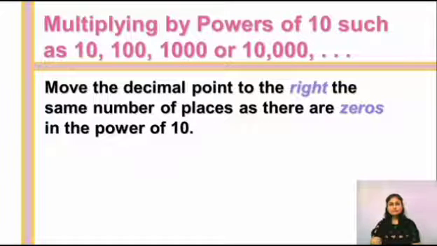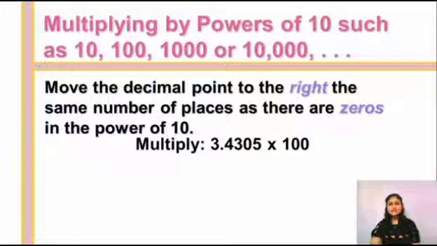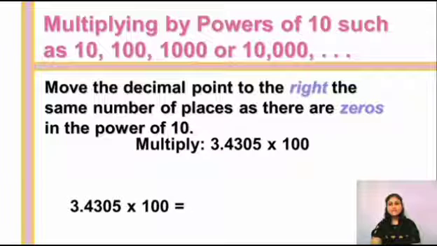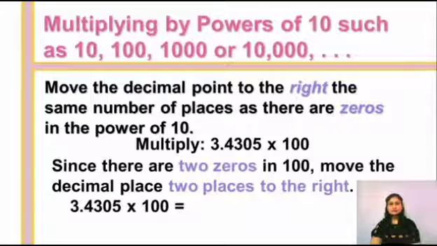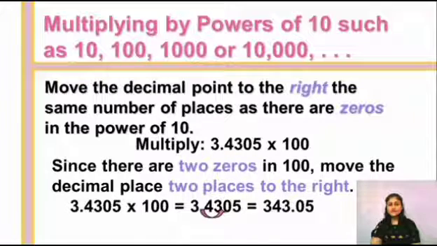Move the decimal point to the right the same number of places as there are zeros in the power of 10. Multiply 3.4305 by 100. Here we have 2 zeros, so we move the decimal point to the right 2 digits. So we have 343.05.